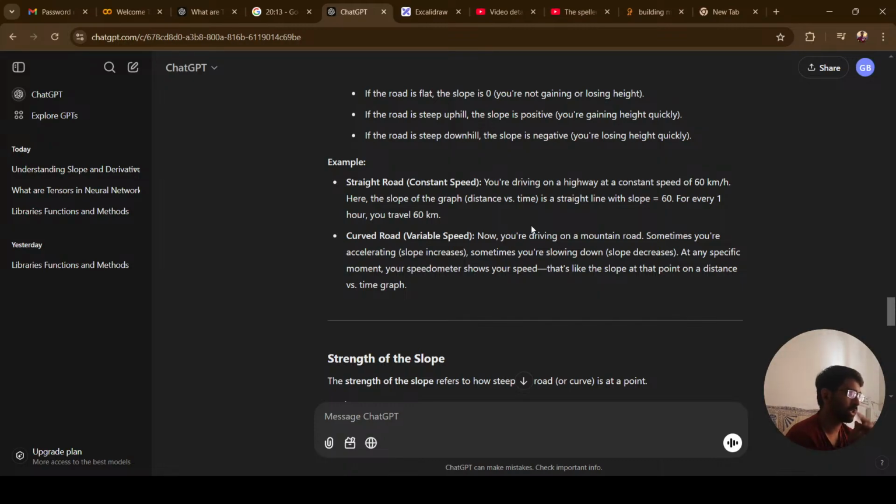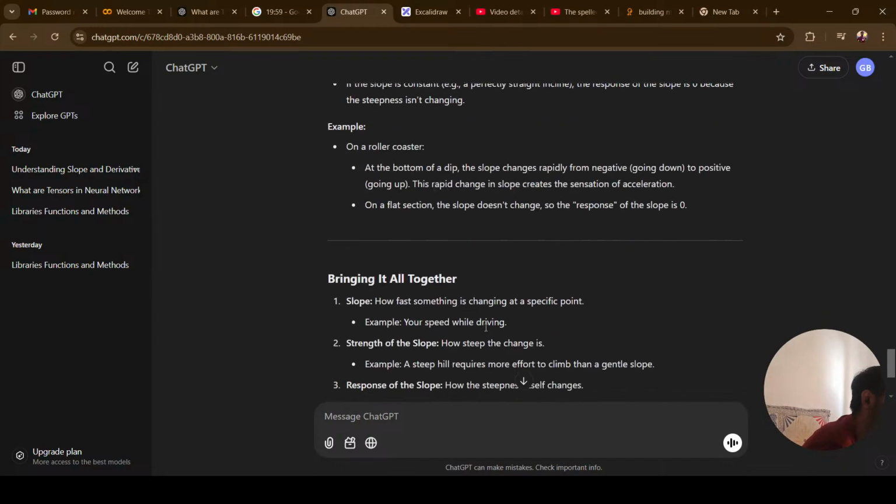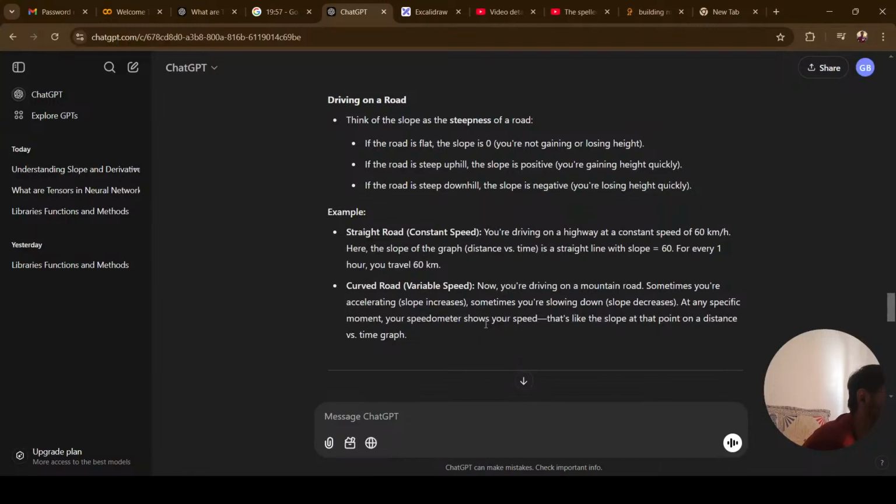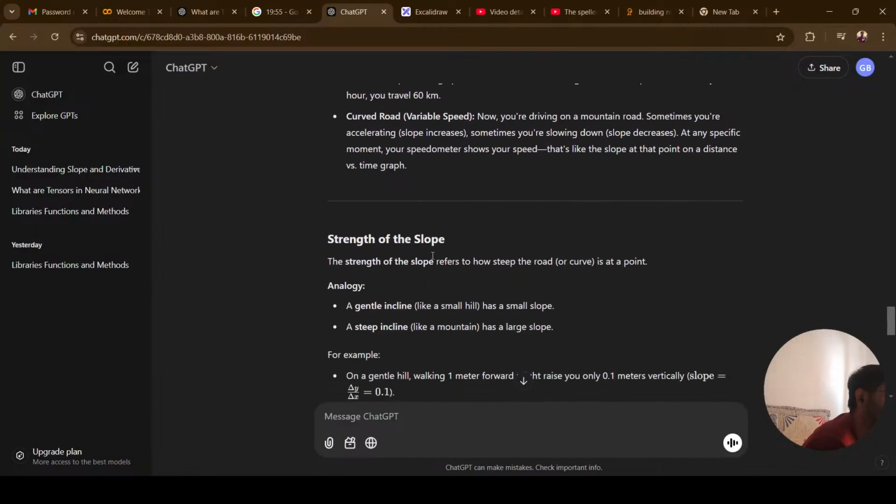Slope increase means you will gain height. Slope decrease means you will lose height. Okay, I need some more explanation on this.